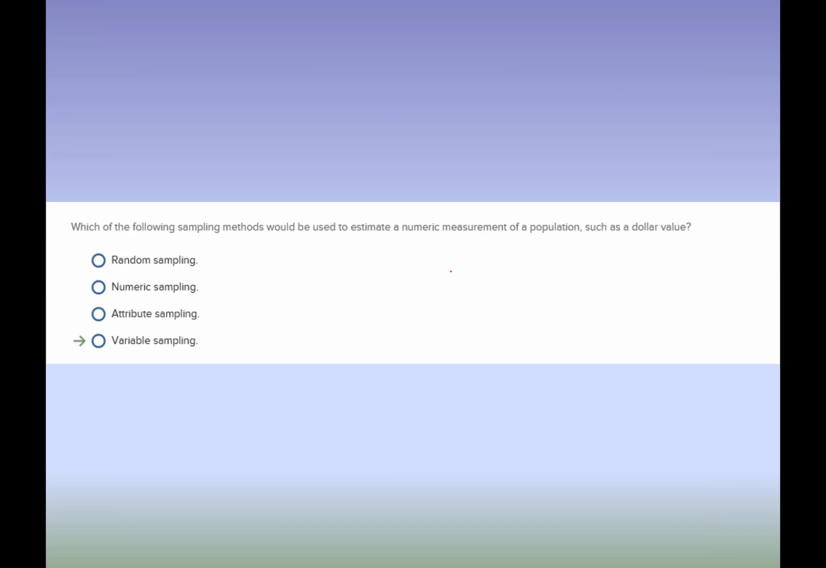Which of the following would be used to estimate a numeric measurement of a population, such as a dollar value? That's going to be variable sampling. Random sampling, numeric sampling, attribute, I don't know. These two are nonsense. Like I told you, sometimes your questions are talking about the wrong auditor.